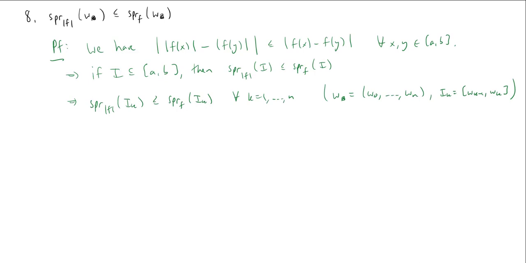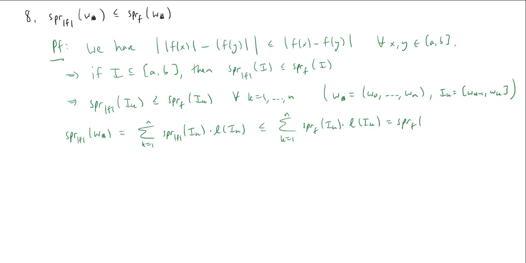Okay, but if this is true for all the individual pieces, well then what happens when I look at the spread of the entire partition? Well, remember, this is equal to the sum of the absolute value of f spreads on each I_k times the length of I_k. But now I can replace this spread here with the f spread, which is bigger. So this will be less than or equal to the sum from 1 to n of the f spreads of I_k times the length of I_k, and this is equal to the f spread of W.